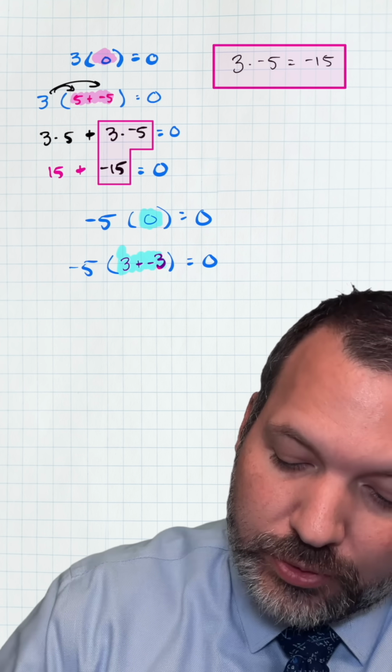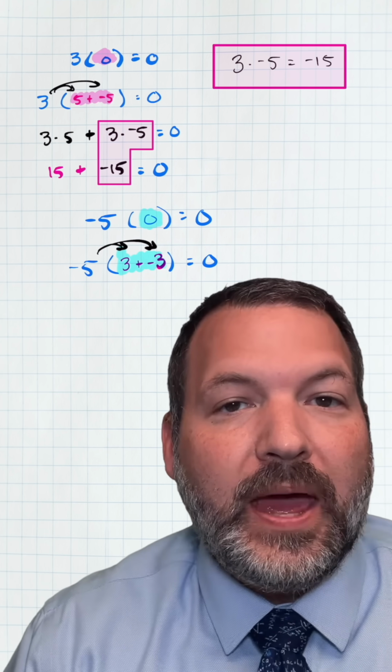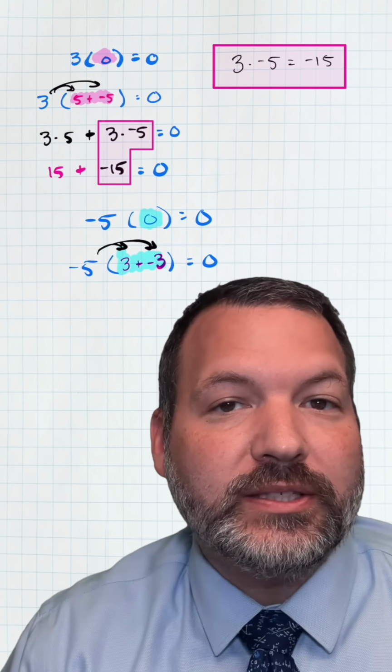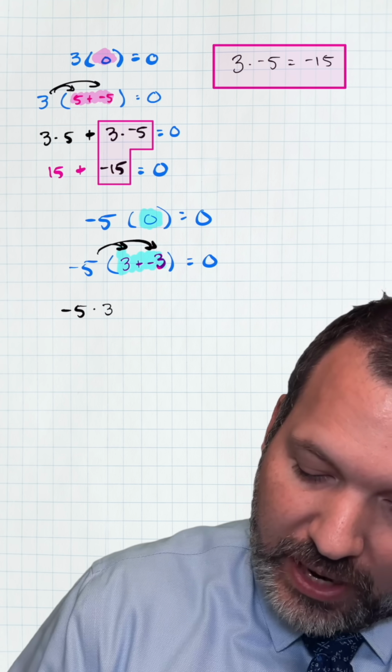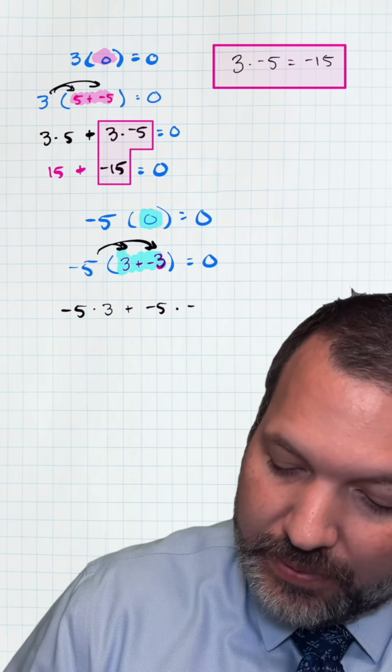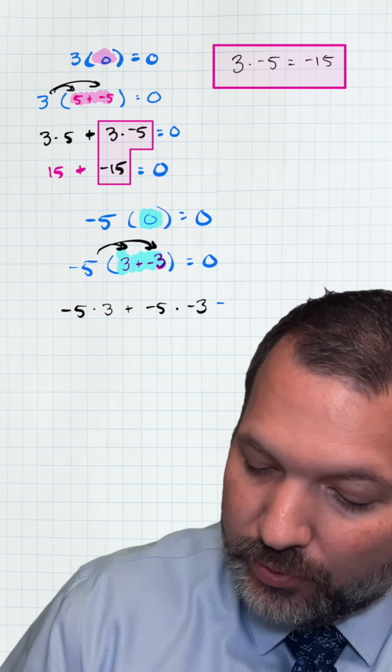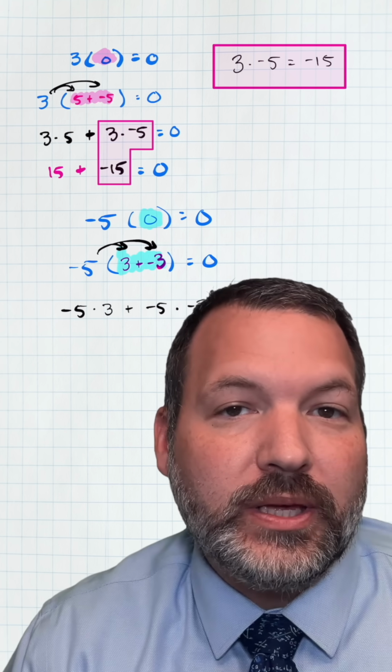Once again, we're going to use the distributive property and multiply that negative 5 onto the inside of those parentheses. So that's going to give us negative 5 times 3 plus negative 5 times negative 3. And again, since we haven't really changed anything, that whole thing should be equal to 0.